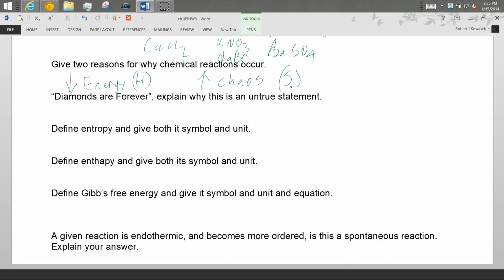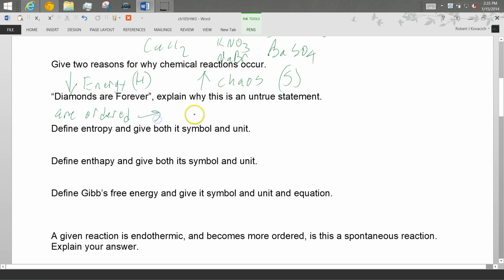I'm sorry, say that again? Diamonds eventually decay. How come? Use the last question as your reasoning for the next answer. Because diamonds are ordered, right? They're very organized, and nature doesn't want that. So slowly over time, it'll become disordered.